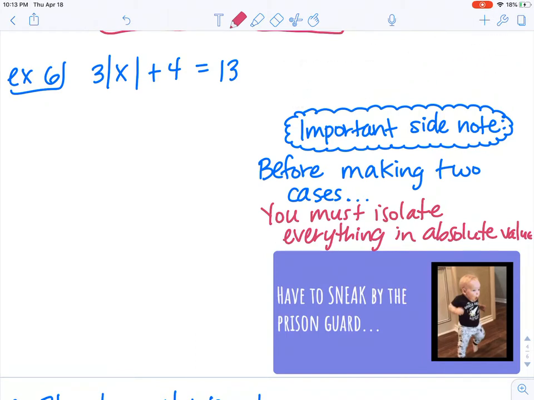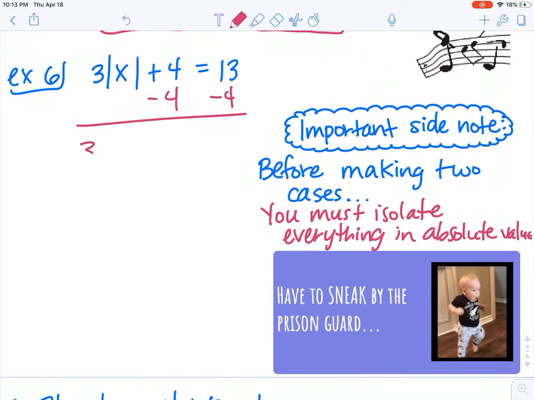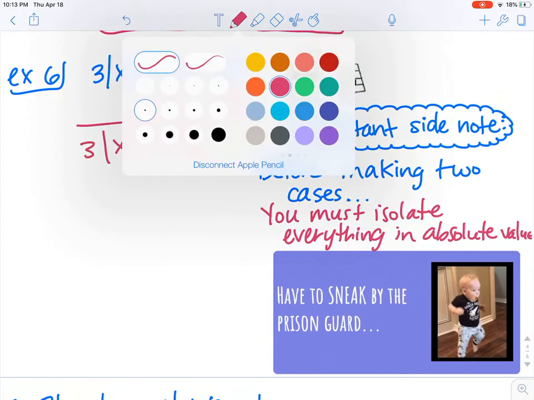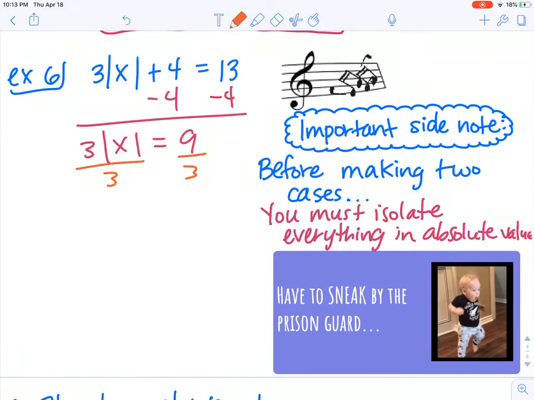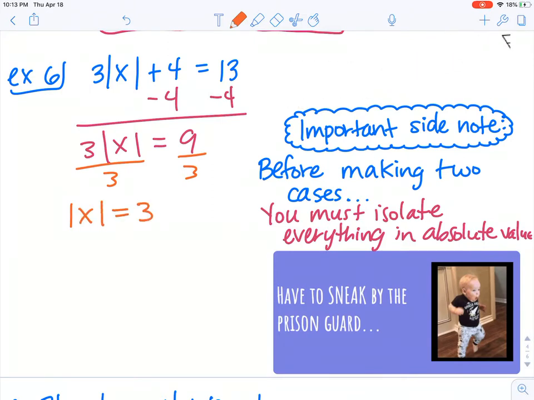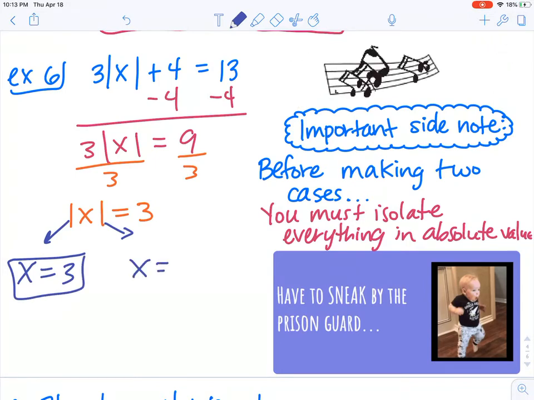So going along with the jailbreak analogy, you have to get rid of all of the prison guards before you can do a jailbreak. So we need to subtract the 4 in order to get rid of the 4 guarding the jail. And we also need to divide by 3. So now we have the absolute value of x is equal to 3. And now the absolute value is isolated on the left-hand side. So we are ready for a jailbreak. We're going to set up our two cases. x equals positive 3 and x equals negative 3.